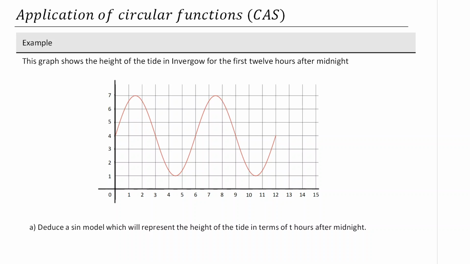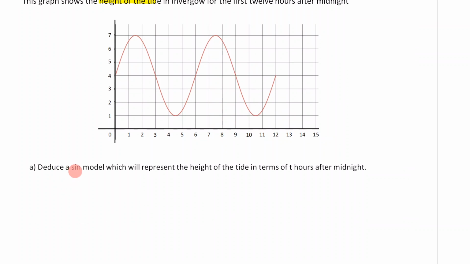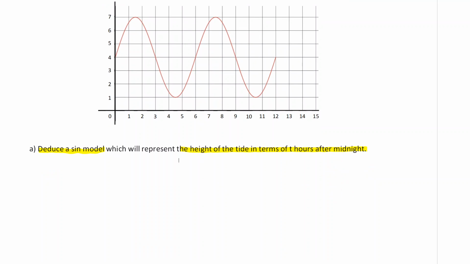Welcome. So we're going to go through this lesson, which is application of circular functions, which will involve our CAS calculator. But our first example doesn't need the CAS. This graph shows the height of the tide in Evergrove for the first 12 hours after midnight. Here it is here. What we need to do is deduce a sine model, which will represent the height of the tide in terms of t hours after midnight. Okay, let's see how we go here.